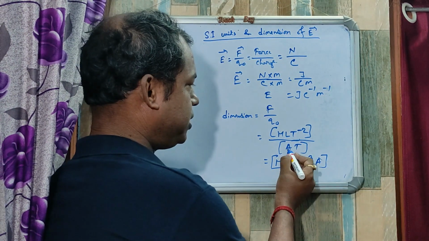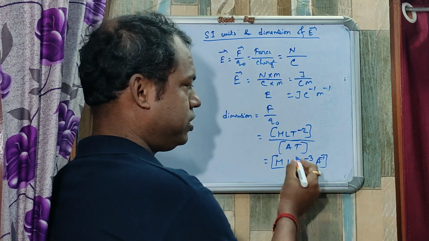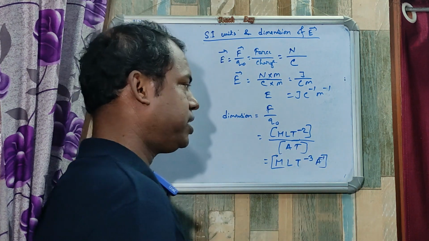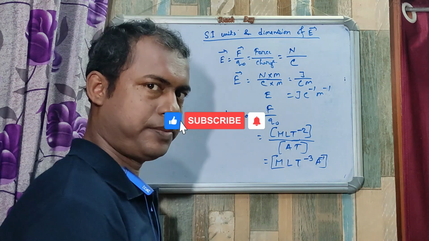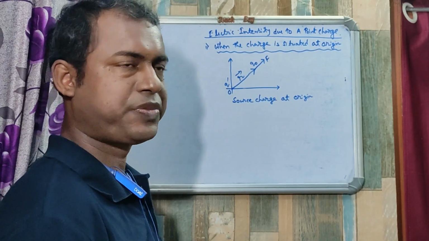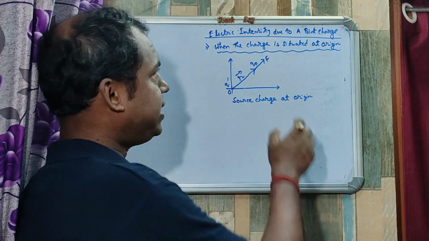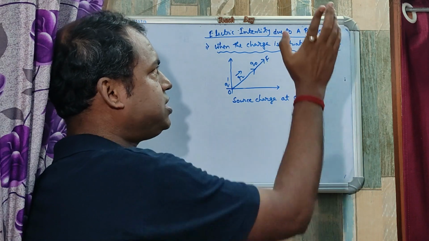So one mistake, that is a to the power minus 1, this one, because a moves upwards, so it will be written as a to the power minus 1. Okay. So the next one, that is the electric intensity due to a point charge.